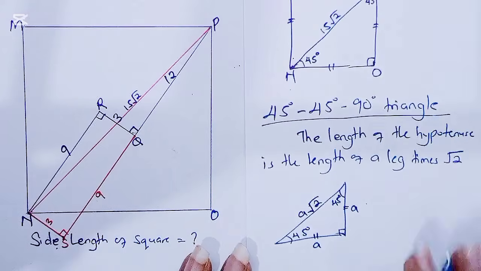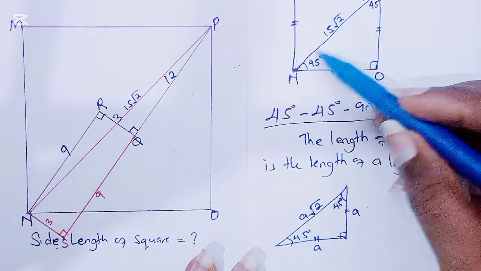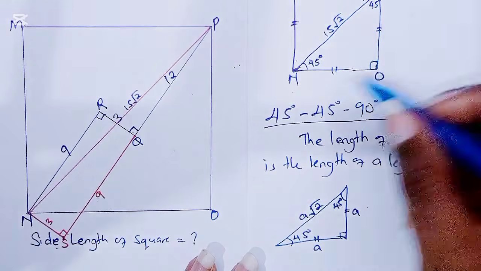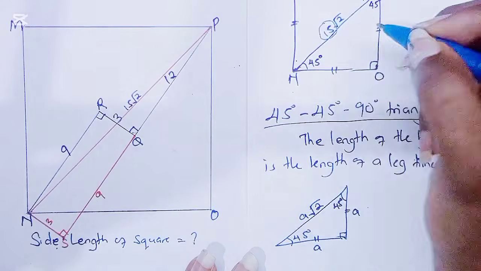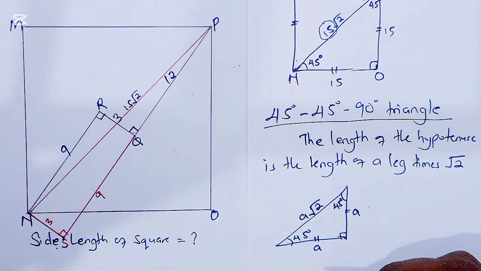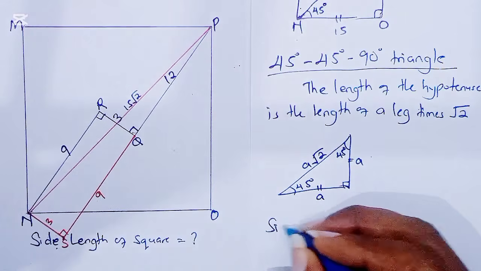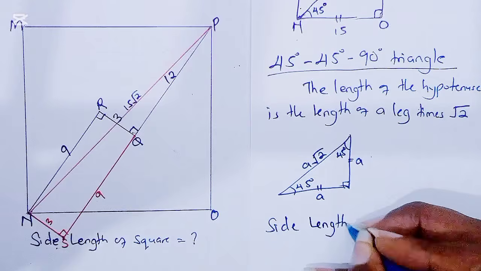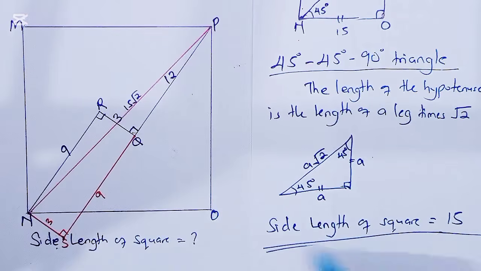Now, since in our diagram, this hypotenuse is 15 root 2, and we said the hypotenuse is equal to the side times root 2, that implies that the side is 15, this figure here. So the side is 15. Hope you get me. We are together on the same page. So that implies that we found the side length of the square. It's 15. Okay. So side length of square is equal to 15 units.